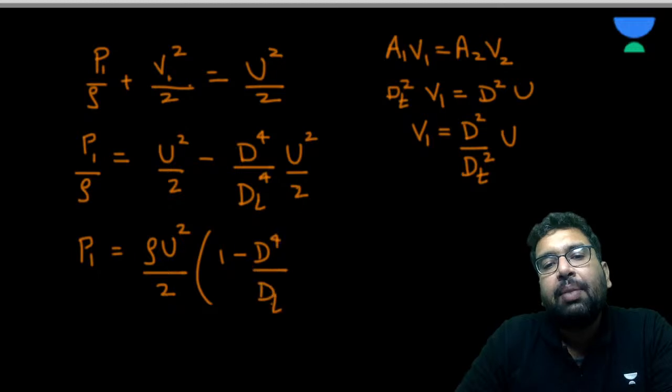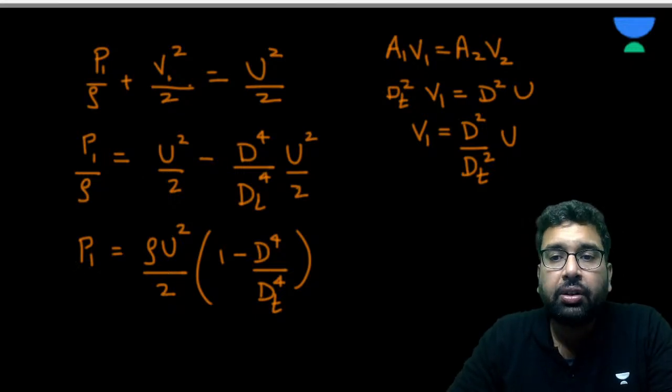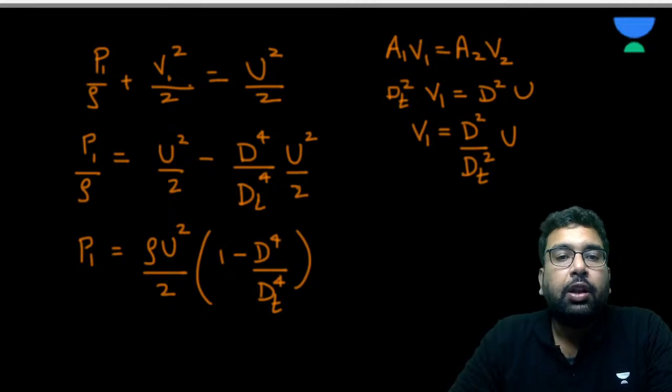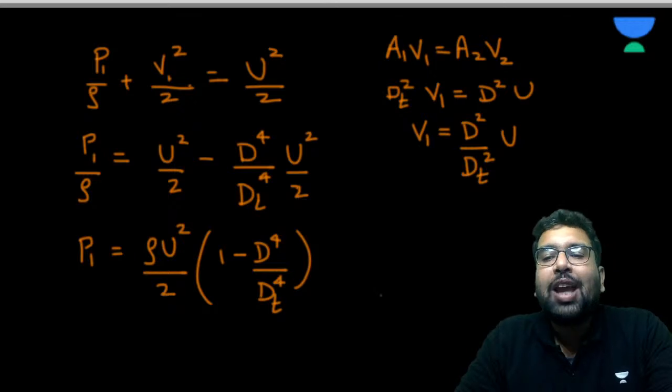See, whenever we are applying the Bernoulli equation, in most of the questions we find the pressure. Now, in this question also, we just found the pressure. So we have found the pressure. Now see, how is the axis found?